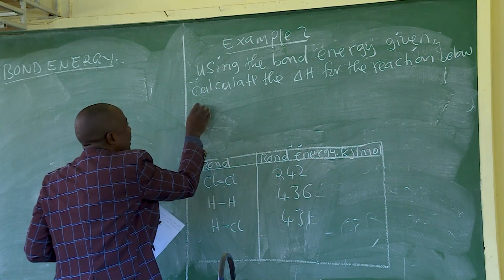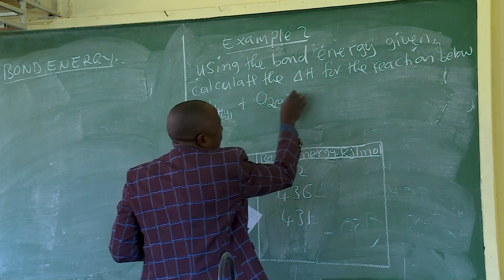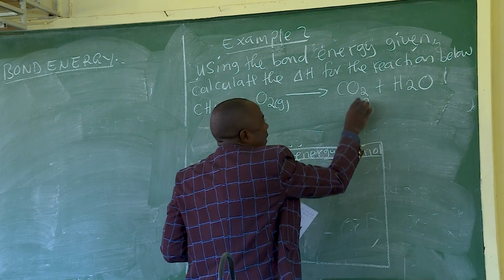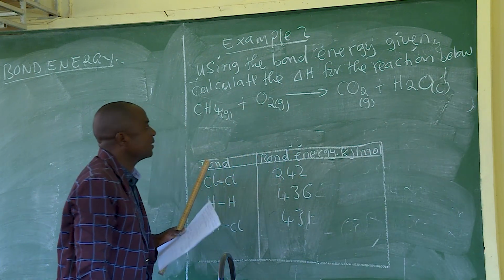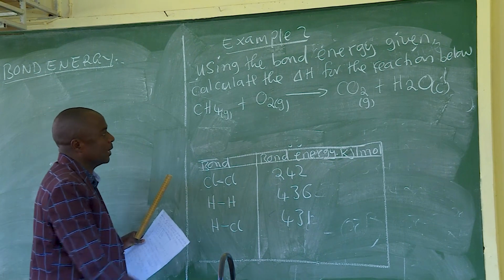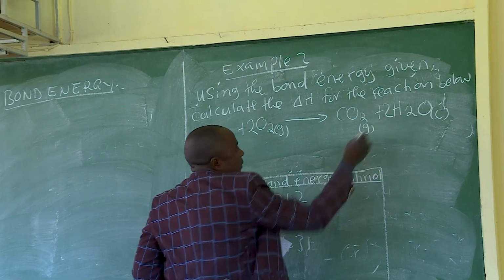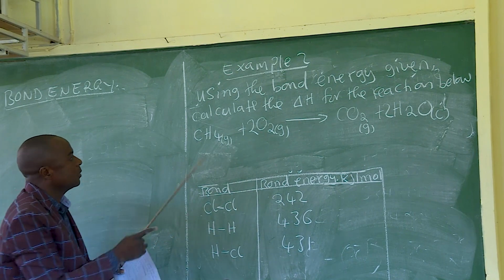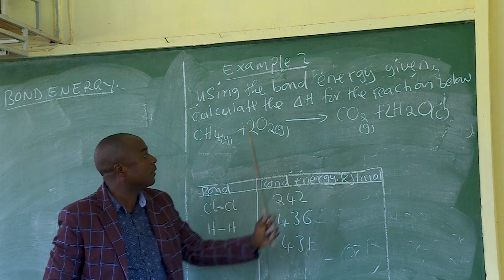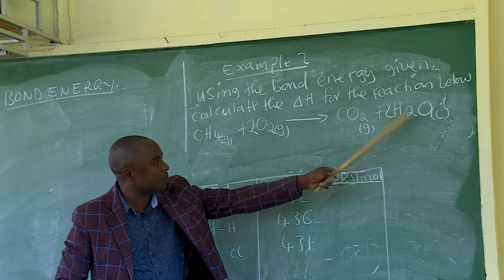What is the reaction? We have methane, CH4 gas, plus oxygen gas, giving us CO2 gas plus H2O, which is liquid. This is the reaction that we have. The first thing we are supposed to do is balance it. How do we balance this one? We put a 2 here, and we put another 2 there, so that the total number of atoms on each side is equal. So we have 1 carbon here, then 4 hydrogens here, 2 times 2, 4. Oxygen, we have 2 times 2, 4. Here we have 2 plus 2 times 1, also 4.